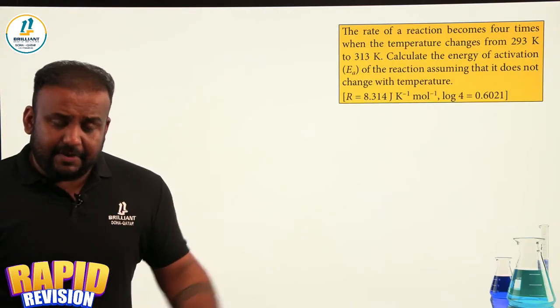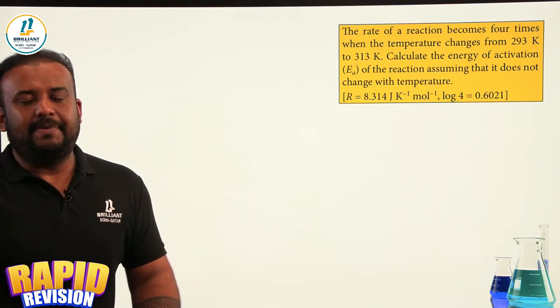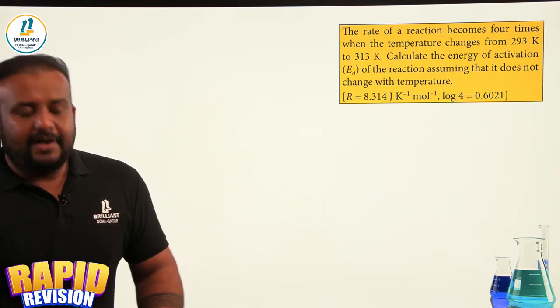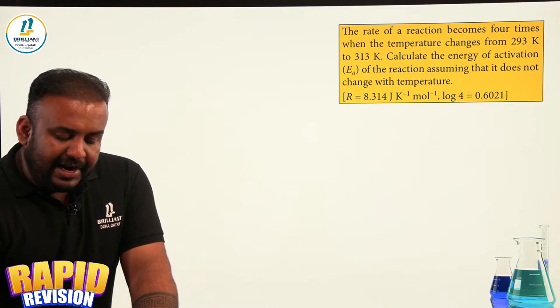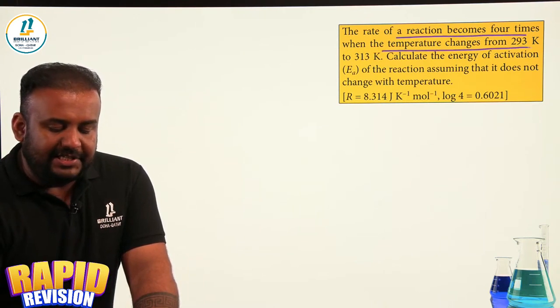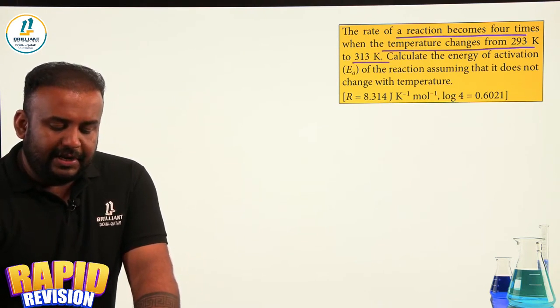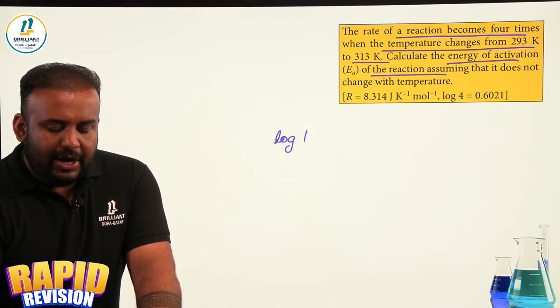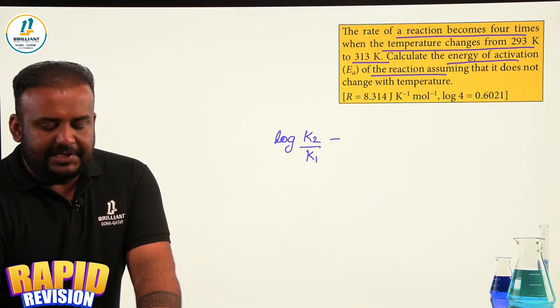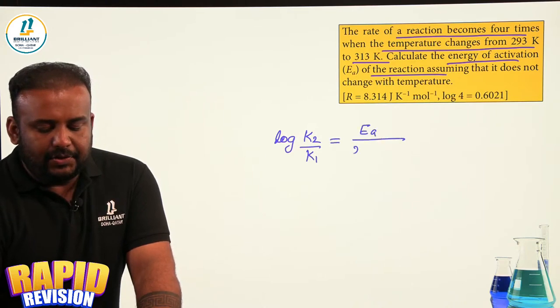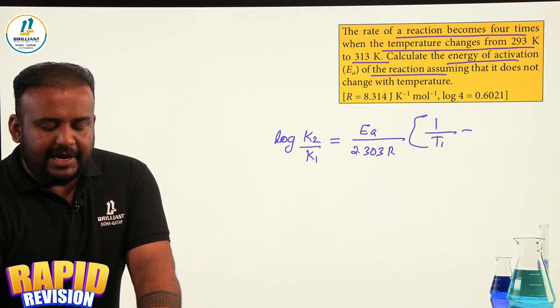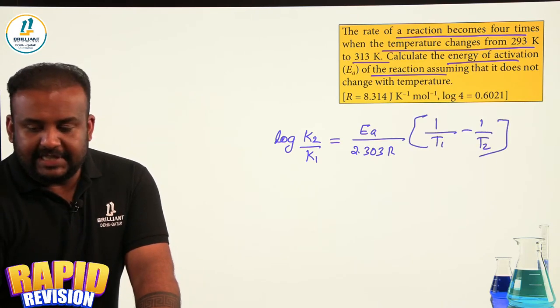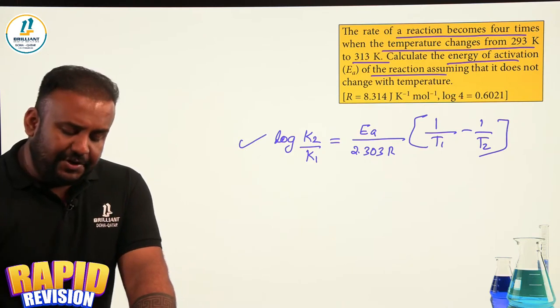Next one. See, this is the question I told you about the temperature dependency of the reactions. Like, you know, the rate of the reaction become 4 times when the temperature changes from 293 to 313. Calculate energy of activation. See, our equation was this. Log K2 by K1 is equal to EA by 2.303 R into 1 by T1 minus 1 by T2. This is a direct equation. Just substitute it. That's it.